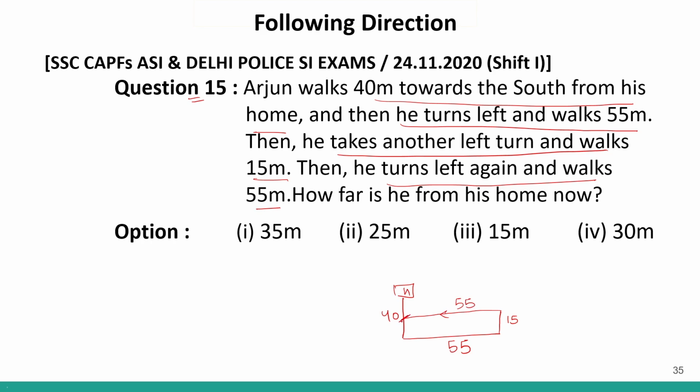So this would be the final point. This will be the final point of Arjun. We have to find how far he is from the home now. So this was home, this is the final point. So this distance, if this is 40 and this is 15, will be equal to 40 minus 15, which is 25 meters. So our answer will be option number 2, 25 meters.